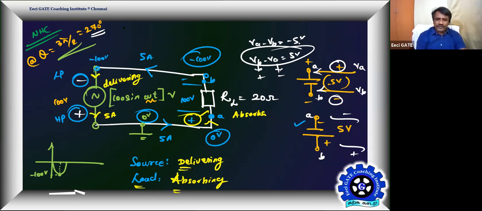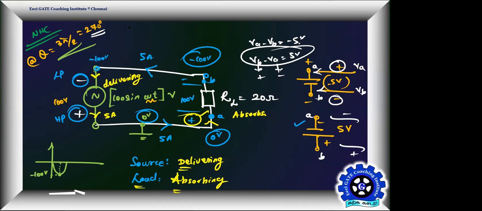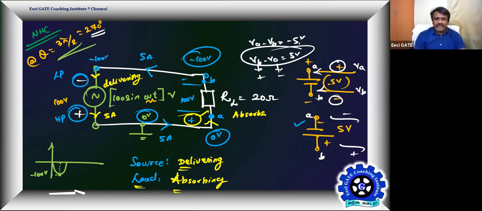Okay, is the point clear? Yes, sir. Yes, the source is still delivering even though we are in the negative off cycle. So I took one sample in the negative off cycle. The source is still delivering power, the load is still absorbing.